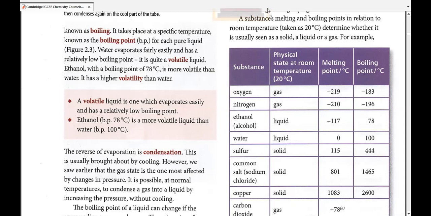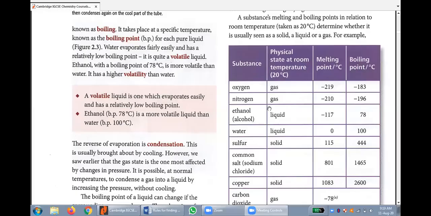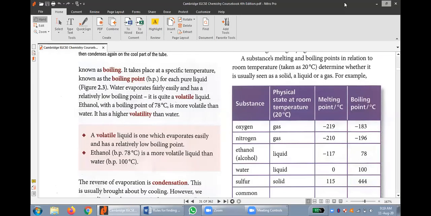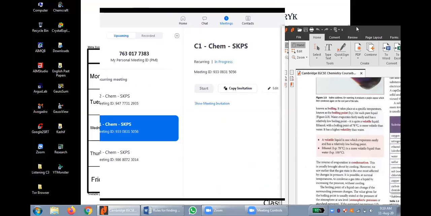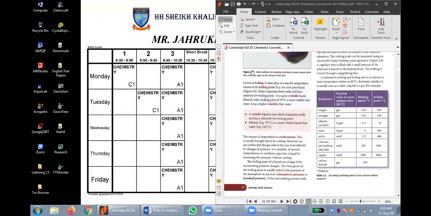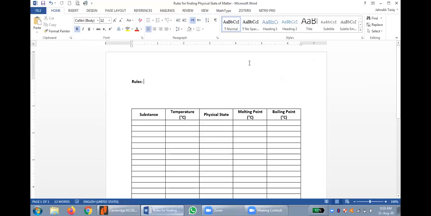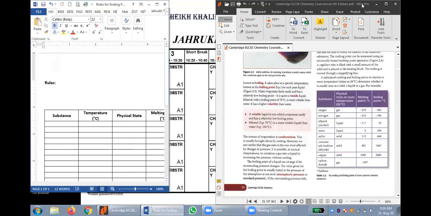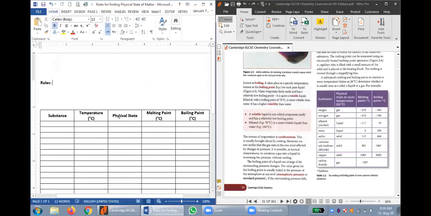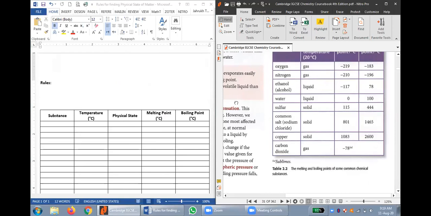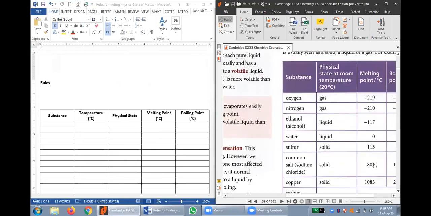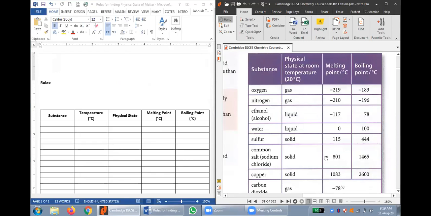So what we are going to do is that I'm going to start sharing the screen like this, and I'm going to put this book on one side. We're going to open a Word document, and I'm going to put that Word document on the other side. All right. So not just that, I'm going to increase the font size so the table is clear to you, right?